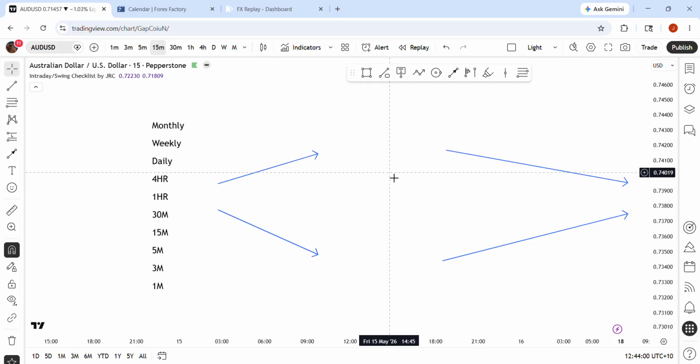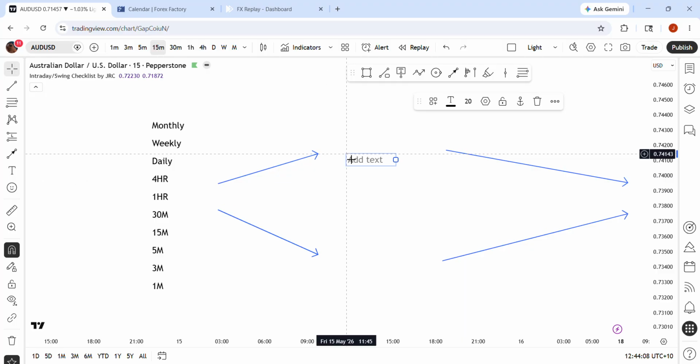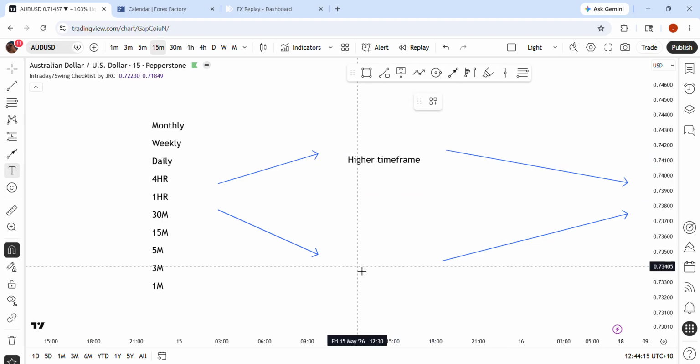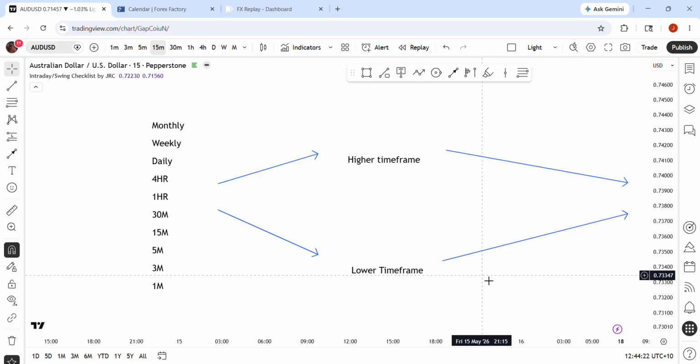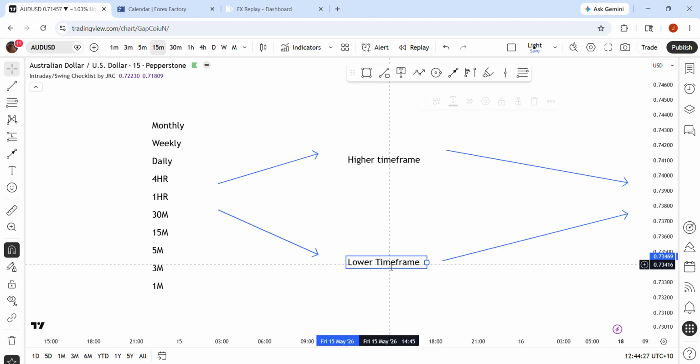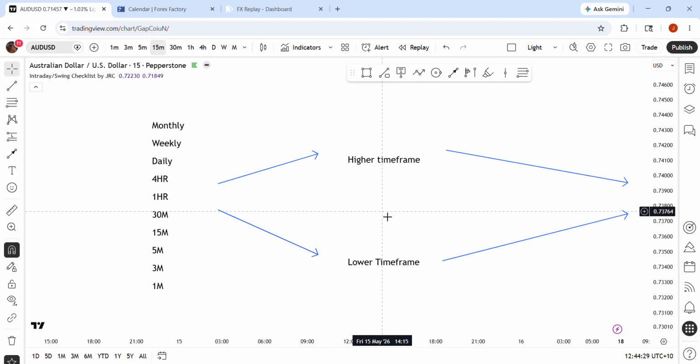What was easy for me to understand was to only use 2 time frames. So I used a higher time frame, and I used a lower time frame. So I only use 1 high time frame and 1 lower time frame. I don't use 3 time frames, I don't use 4 time frames, because it was very, very confusing the more time frames you try to add.